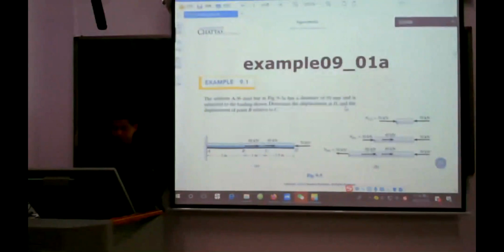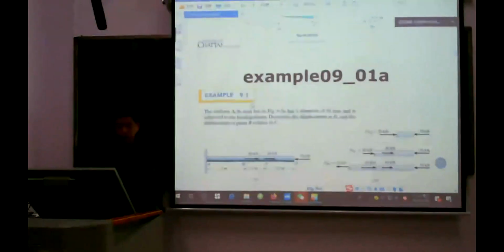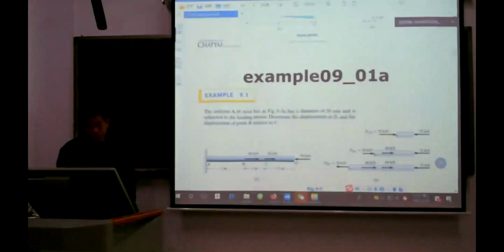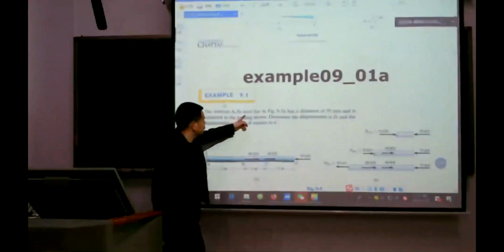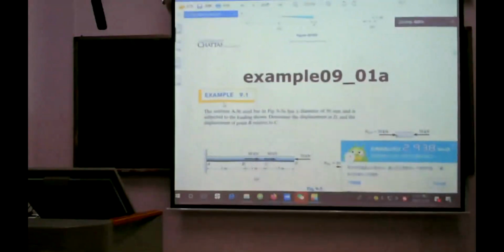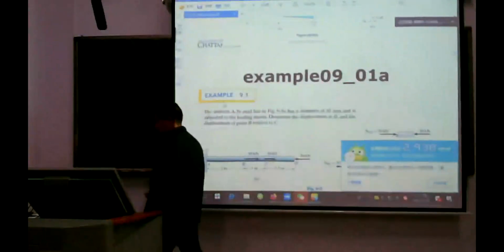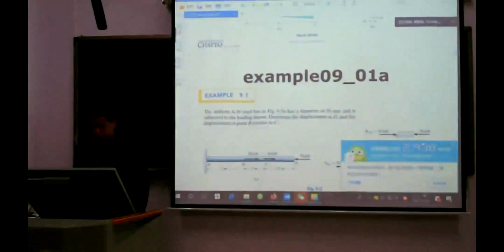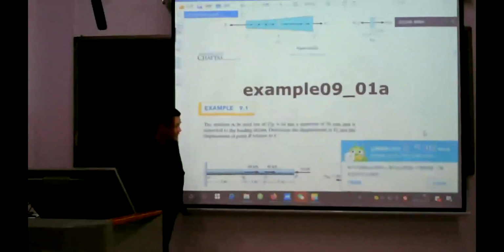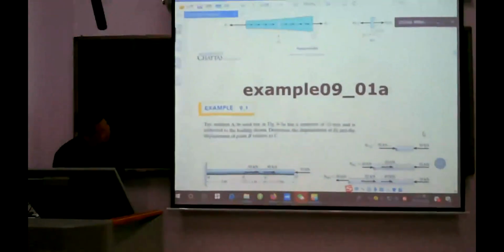Here is an example. Look at the example. How to find it? The uniform steel bar in the figure has a diameter of 50 millimeters and is subjected to the loading. Determine the displacement at D, and the displacement of point B relative to C. How to find it? You can look at it. This answer is very good.